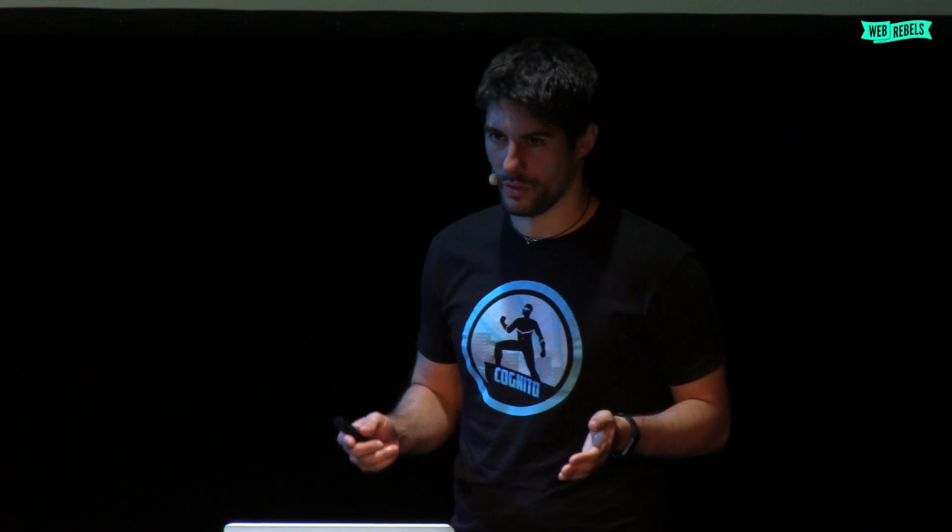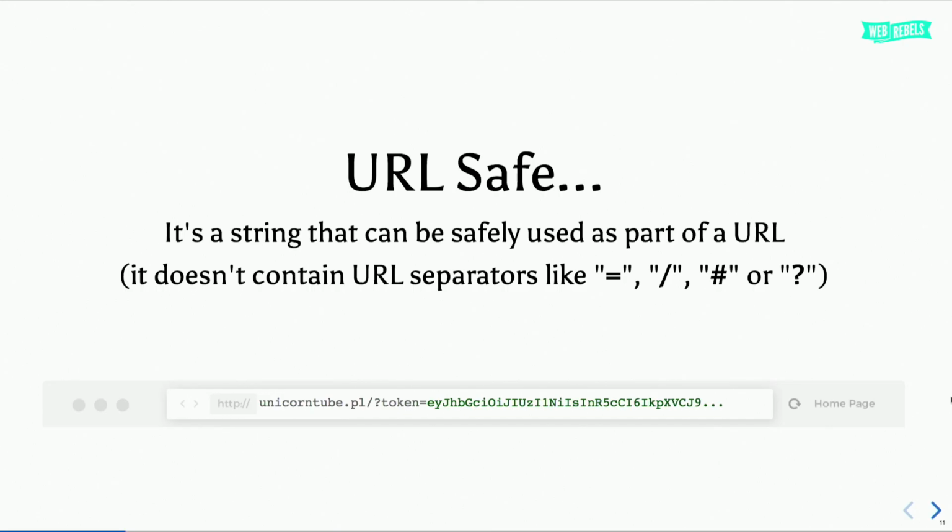URL-safe basically means that the token, which is just a string, uses characters that can be safely used as part of a URL, which means that we will never see in a JWT token characters that are common URL separators like equal, slash, or question marks. As you can see in this example here, you can put a token in there, and you don't need to do any special encoding.